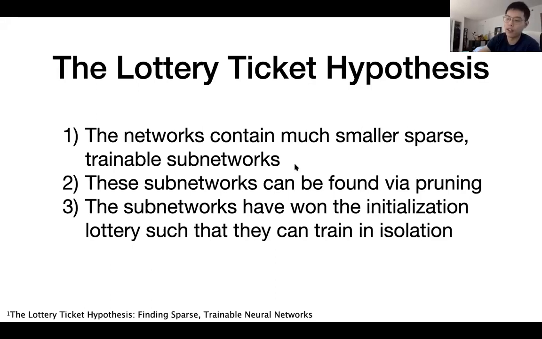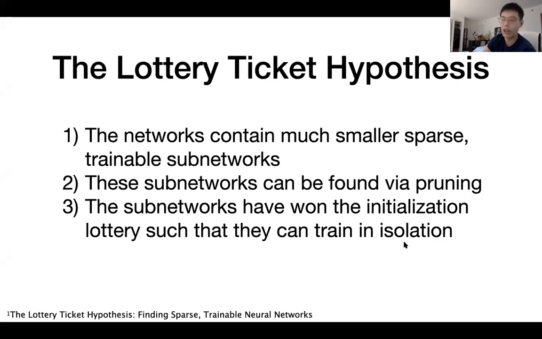That means they can be used to do the classification. And then this subnetwork can be found via pruning, as we have described before. And yeah, so the subnetwork has won the initialization lottery such that you can train it in isolation. So once we have this kind of winning lottery, we can train the lottery directly from the beginning, as long as we set the weights back to the original initialization in the full network, without training, in the full large network. So this is the whole idea of the lottery ticket hypothesis.